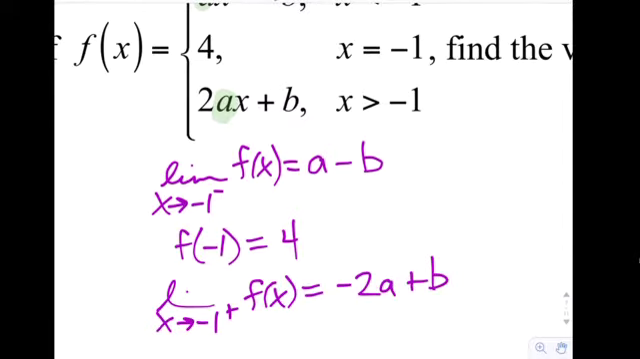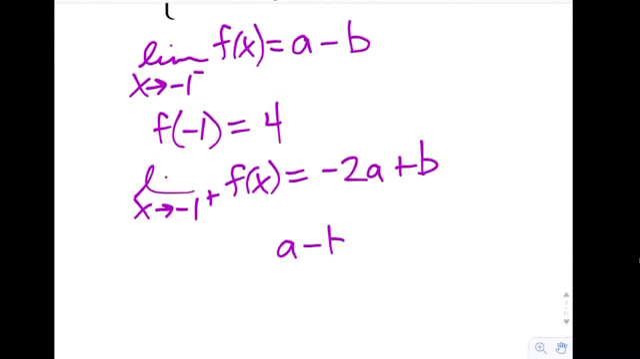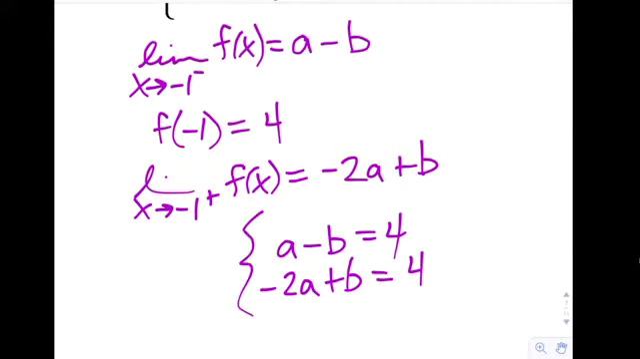Now, we can't make any claim whether it's continuous or not. Instead, the instructions say force it to be continuous. So if it is going to be continuous, what do we know about all three of those quantities? They're the same, right? And they have to equal what? 4. So this is nice. We actually have a target. They all have to equal each other, and they all have to equal 4. So what you could do is say, okay, a minus b has to equal 4, and -2a plus b has to equal 4. And I'm going to put a little brace on there because now you're back in algebra 1.